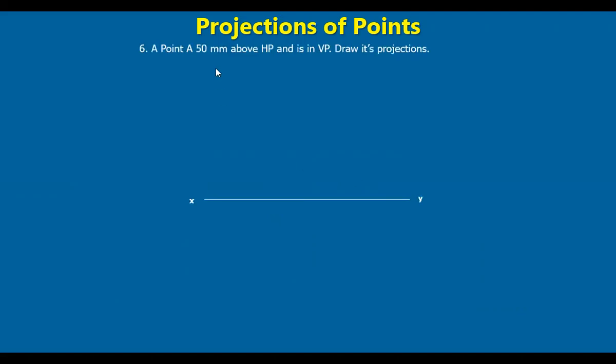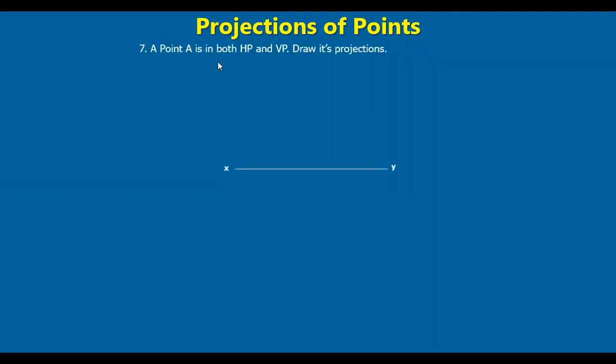Now take another point, 50 mm above HP and in VP. When it is in VP, when you see it in the top view, the projection is obtained on the reference line like this. Call it A, the top view. Now the point is above HP. That means the front view is above the reference line. Draw a projector here perpendicular to this at A and mark 50 mm here above the reference line like this. That is called the front view, A dash.